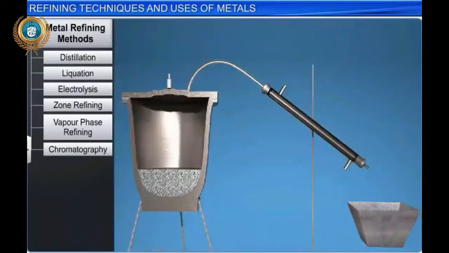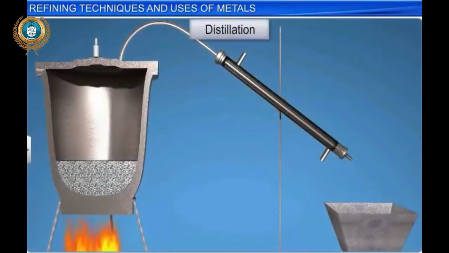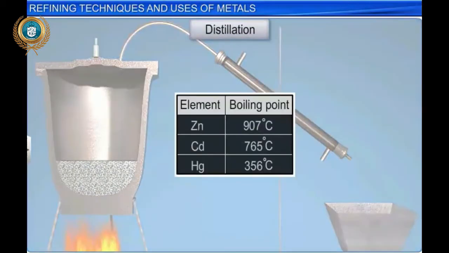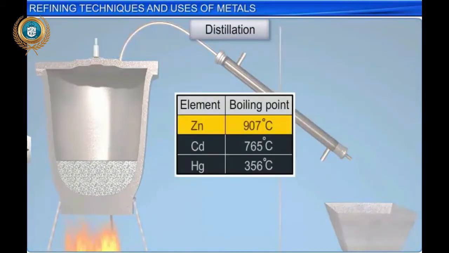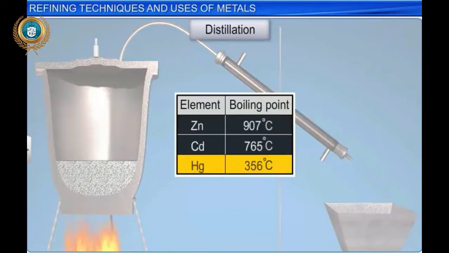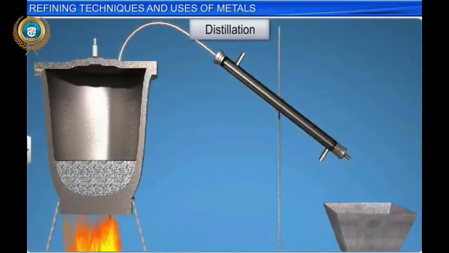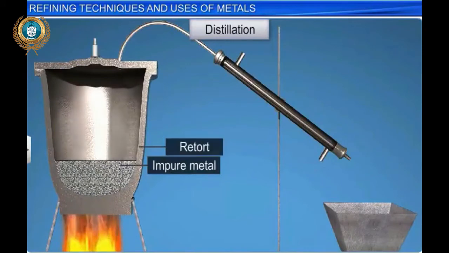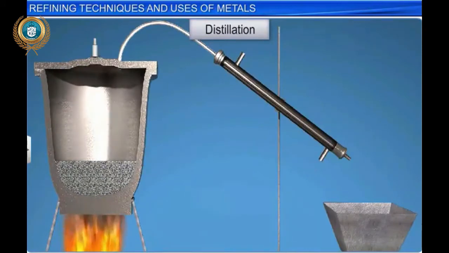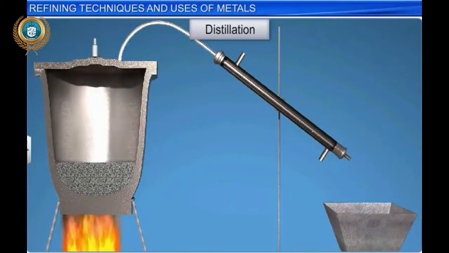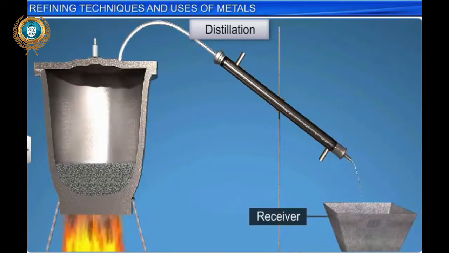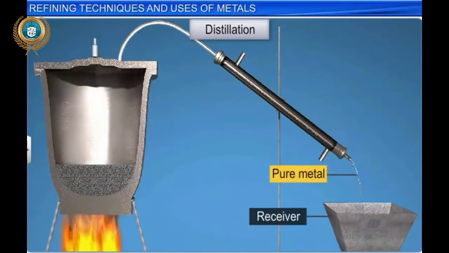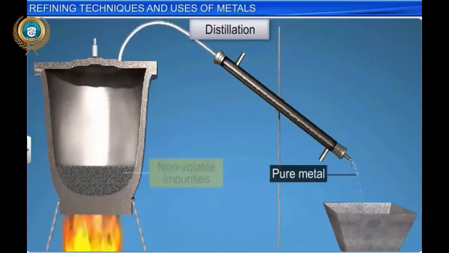Let us study distillation. This process is used to purify metals with low boiling points, such as zinc, cadmium, and mercury. In this method, the impure metal is heated in a retort and its vapors are separately condensed in a receiver. The pure metal distills over, leaving behind the non-volatile impurities in the retort.